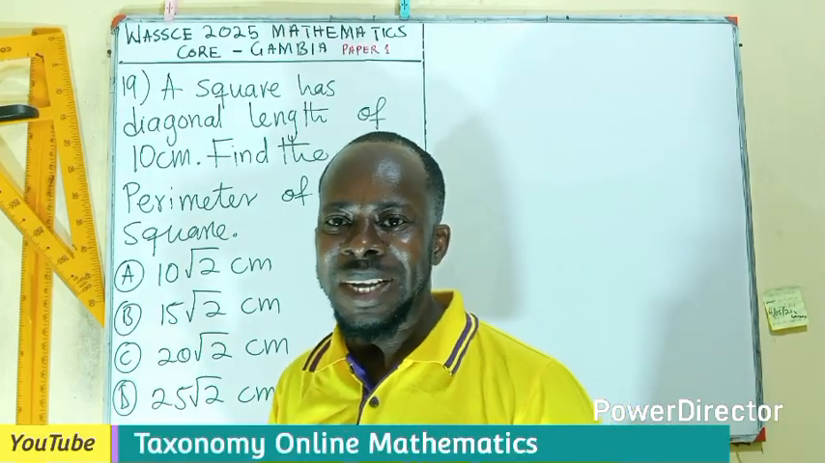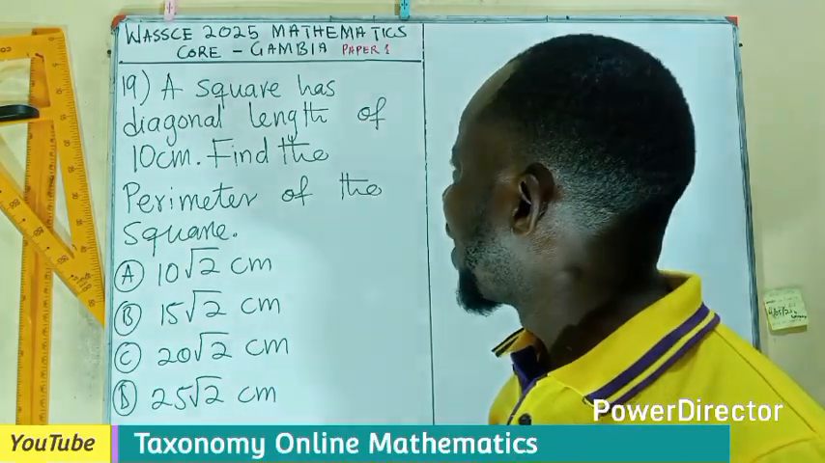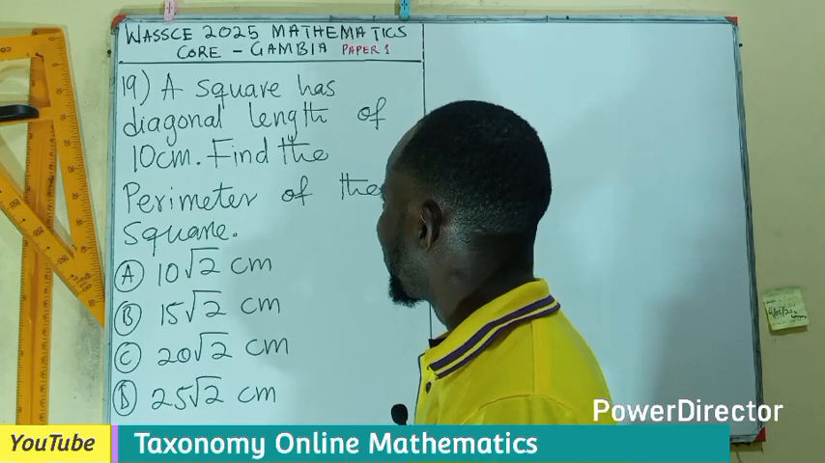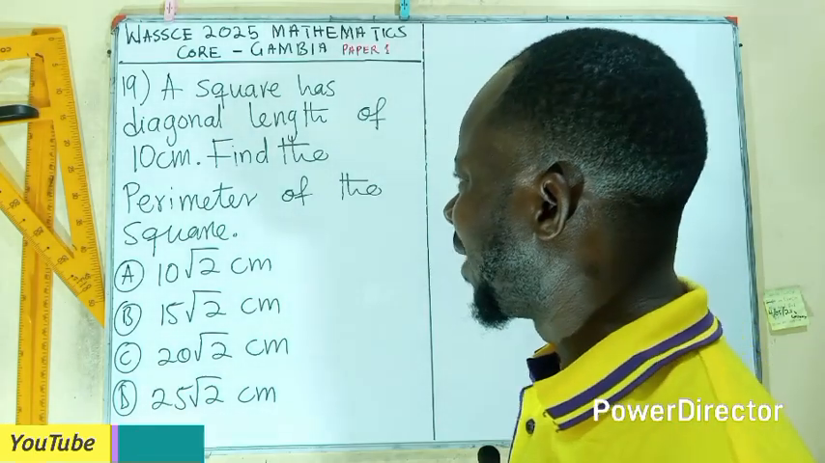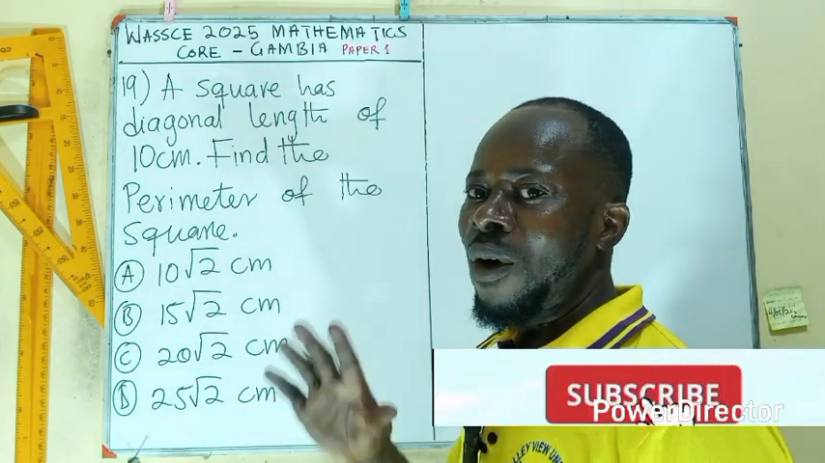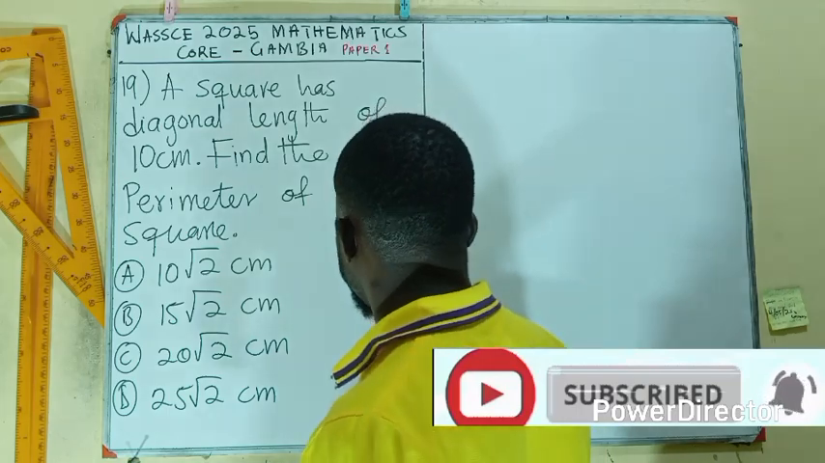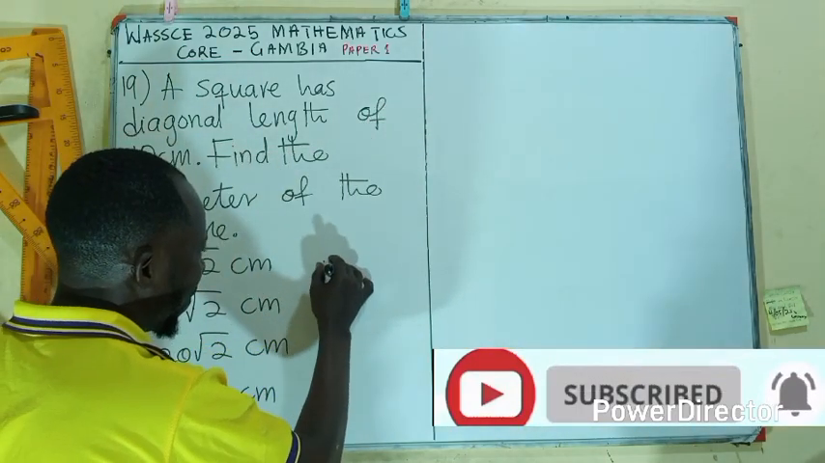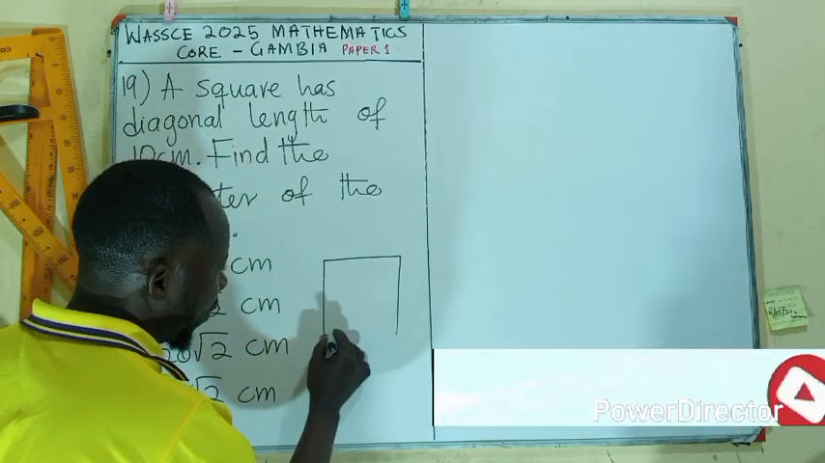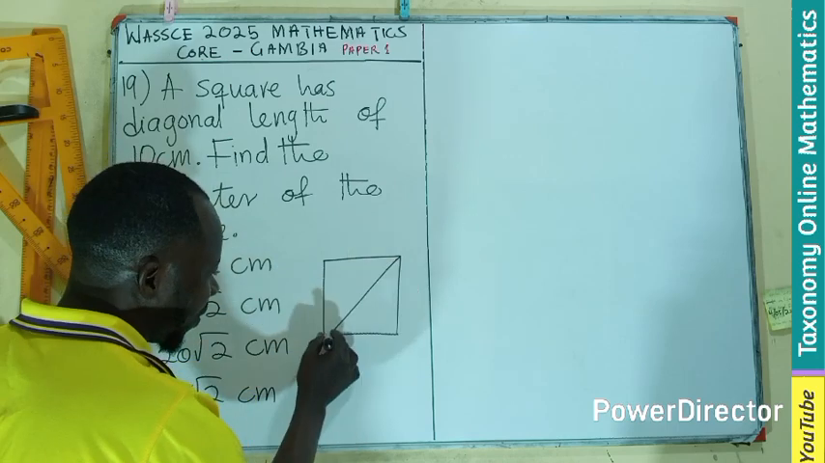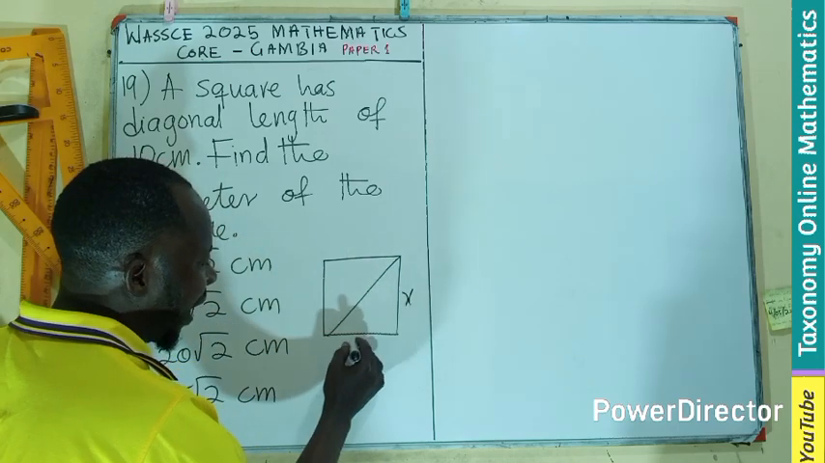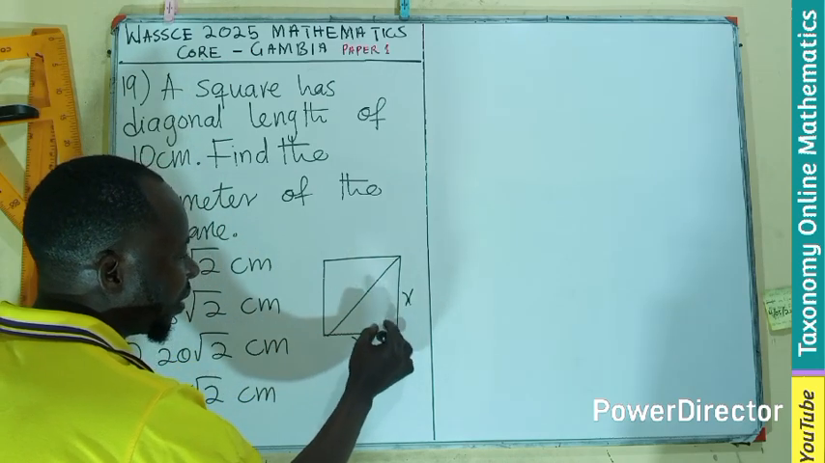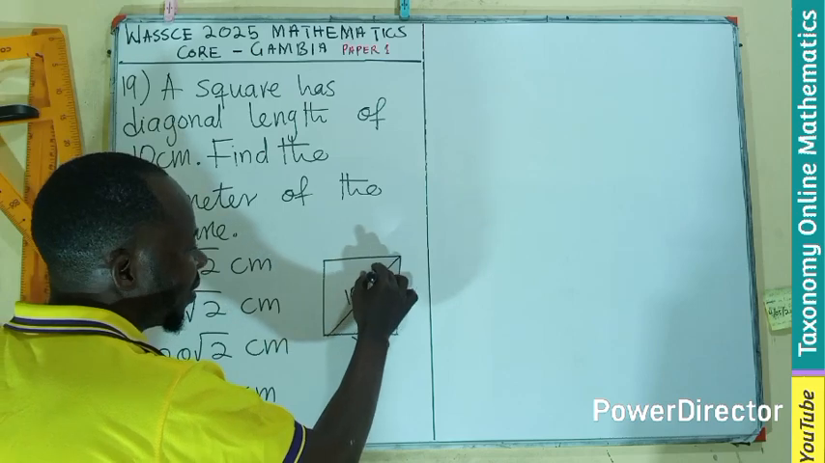Hello, welcome. Question 19. A square has a diagonal of length 10 centimeters. We have to find the perimeter of the square. Remember, if we have a square, all sides are equal, and the diagonal is here. So let's say this side is x. The diagonal is 10 centimeters.